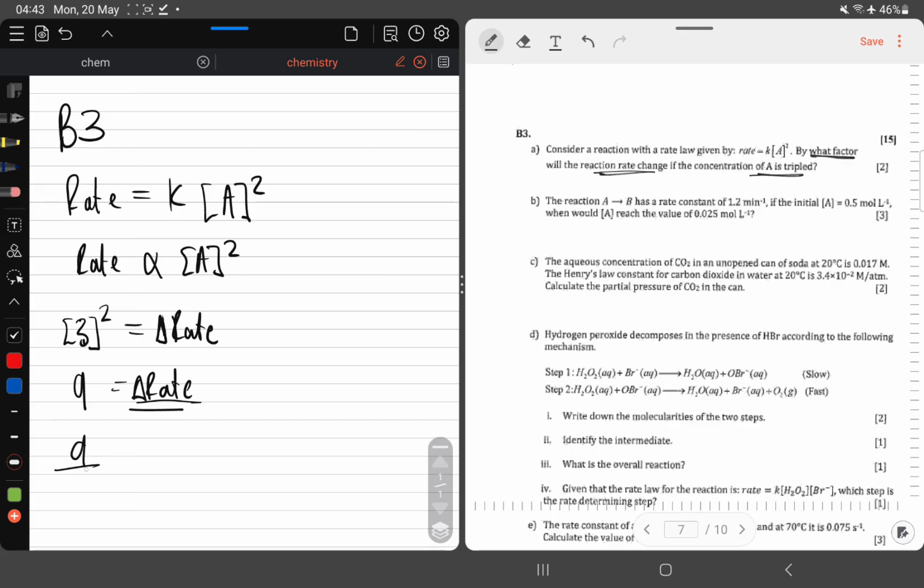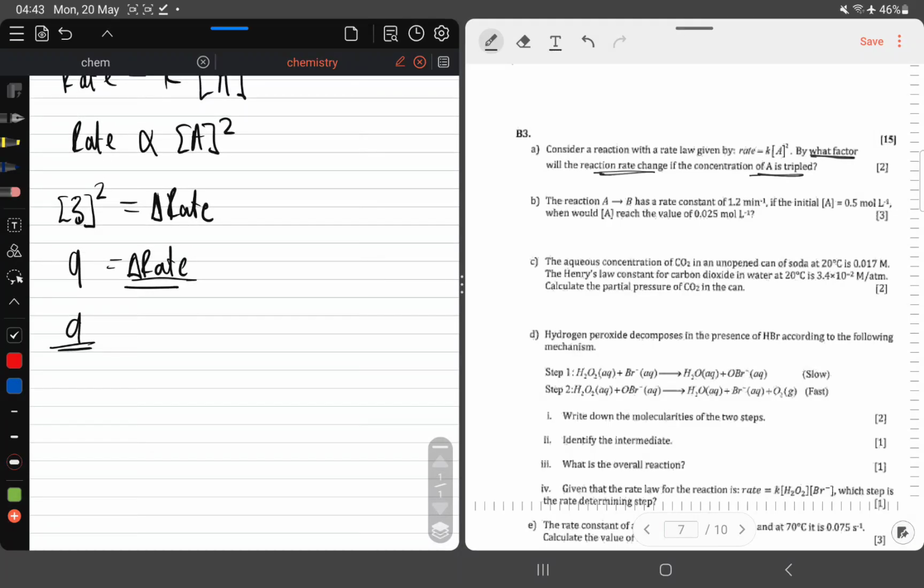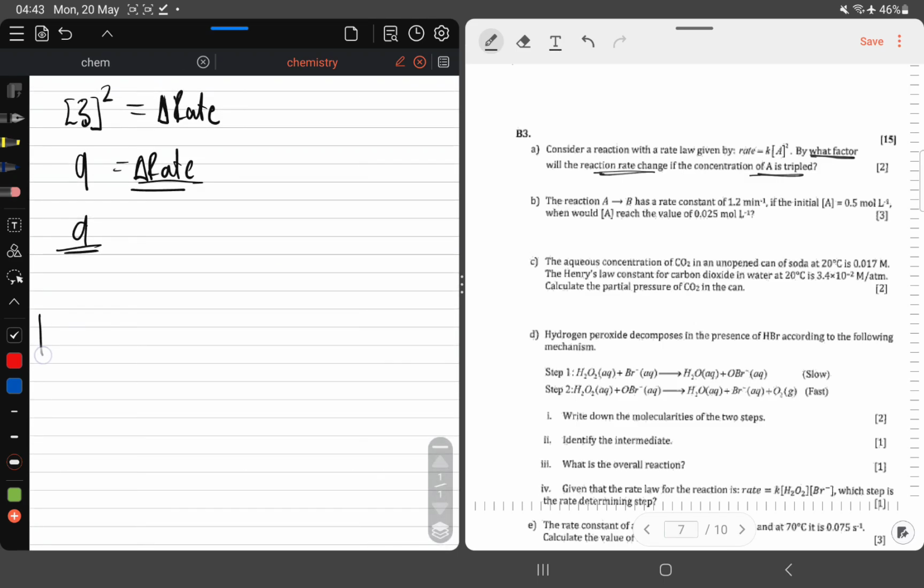I would just say 9, because I'm squaring everything. So I triple it, so I'm multiplying by 3, and this will be 9. Now let's go to part B.